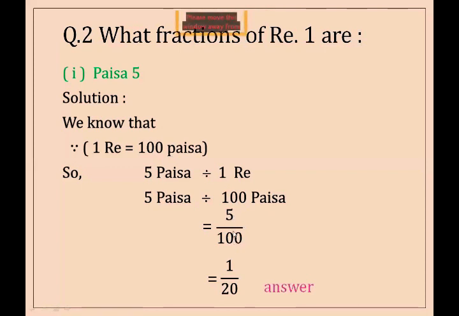Okay students, in this step, if any cancellation or simplification is possible, we do it here. Here we have done 5 ones are 5 and 5 twenties are 100. So 1 upon 20 is the answer of this question.